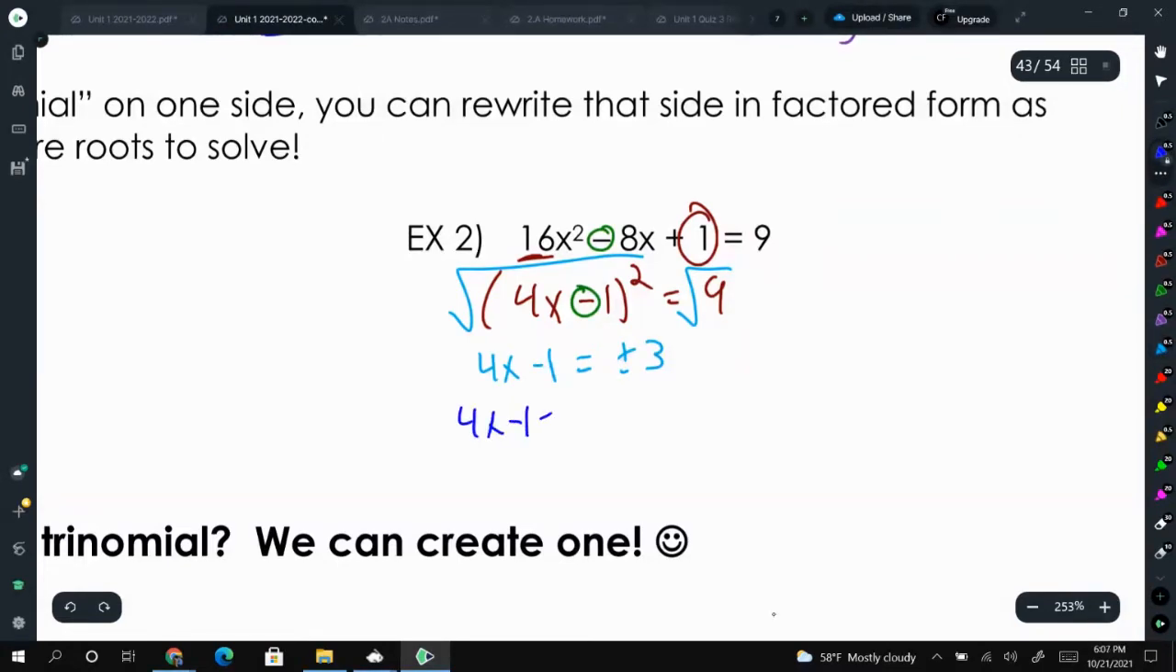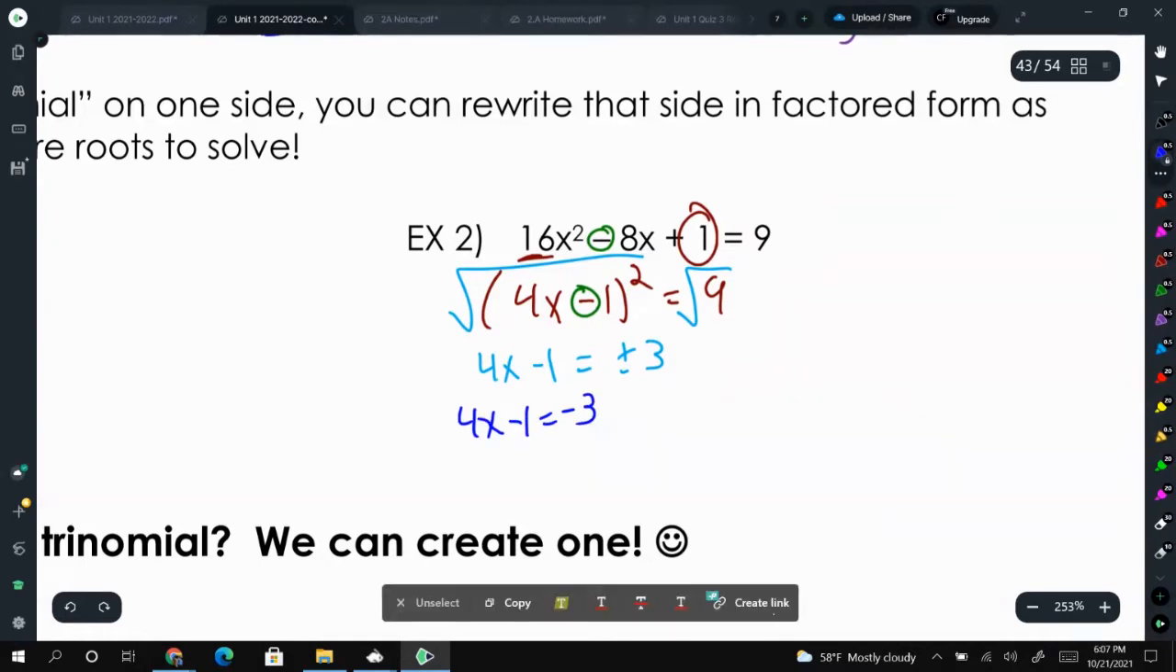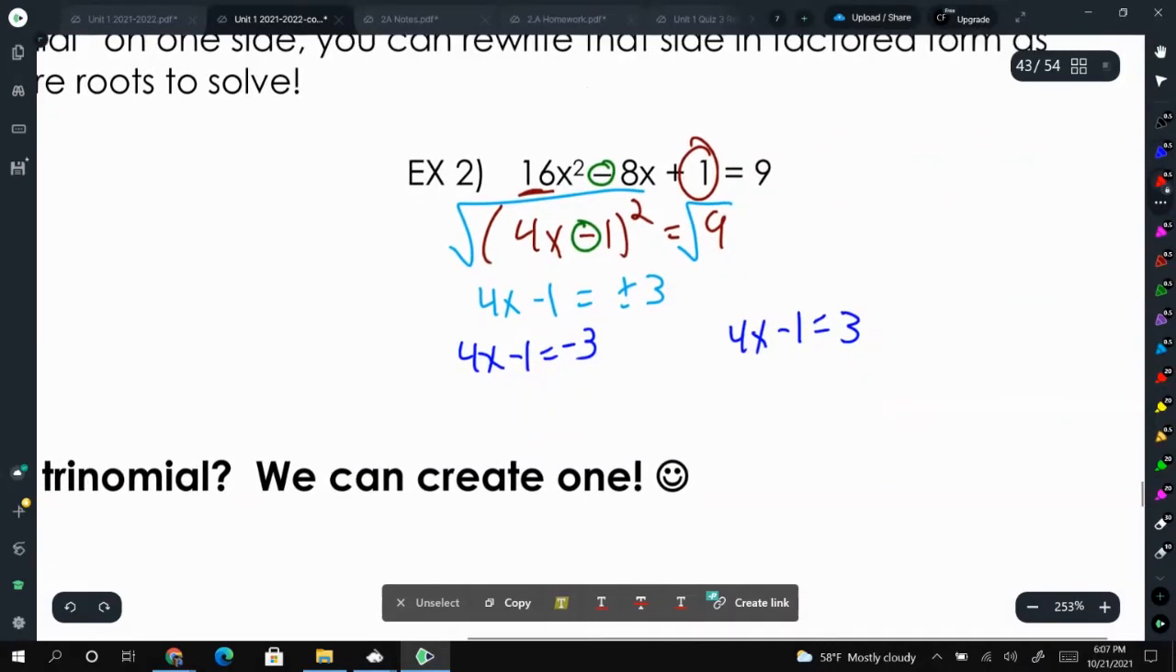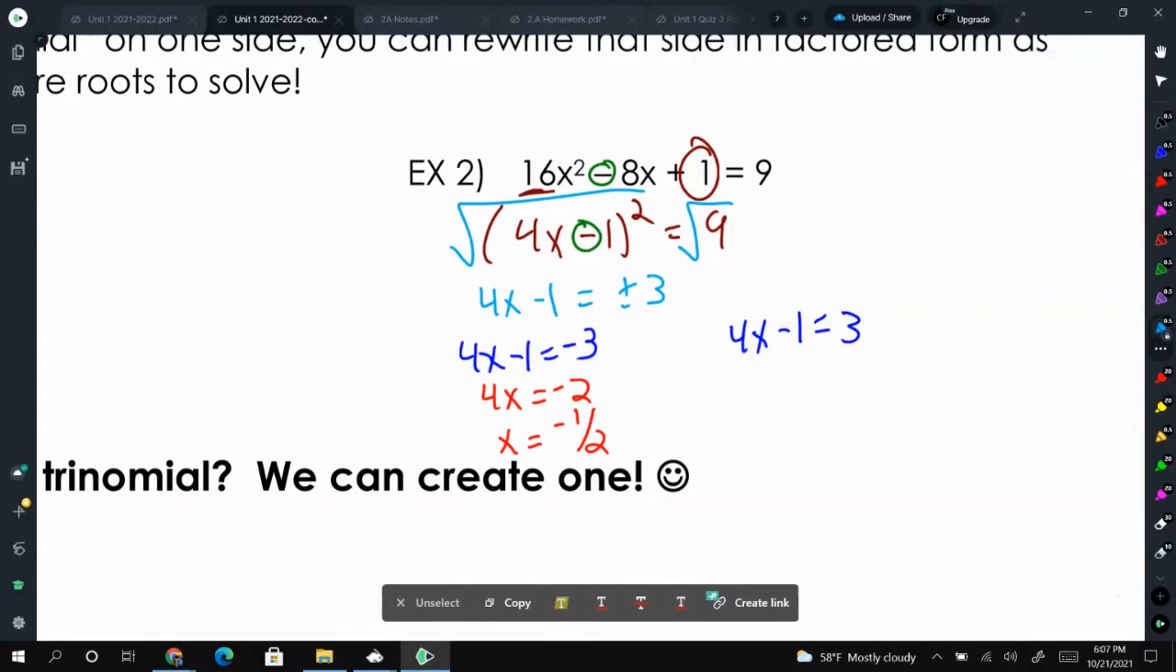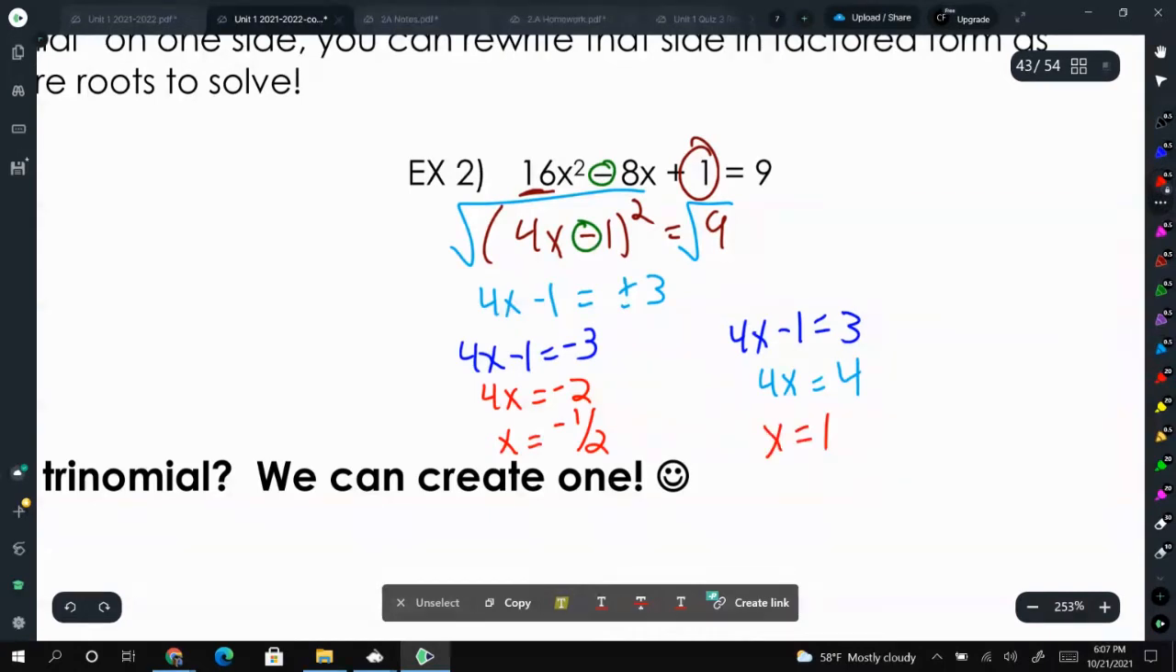So 4x minus 1 equals negative 3. 4x minus 1 equals positive 3. Over here, we're going to add 1 to both sides, so we get 4x equals negative 2. And when we divide both sides by 4, we get x equals negative 2 over 4, or negative 1/2. Then the other solution, we're going to add 1 to both sides, so 4x equals 4. Divide both sides by 4, and we're going to get x is equal to 1. So those would be our two solutions for this problem.